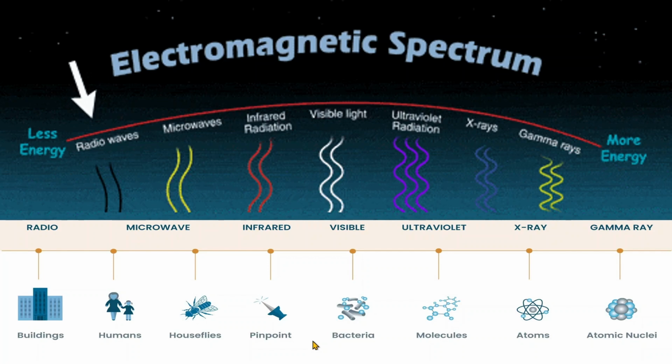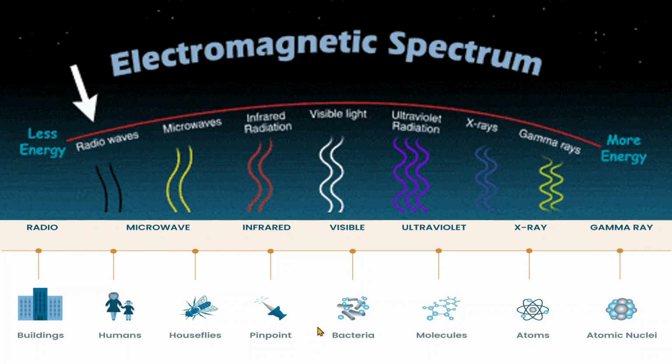So, starting from radio waves, they have the least energy, and gamma rays have the most energy. From left to right in this picture, the pattern is that the more to the right, the more energy the waves possess.